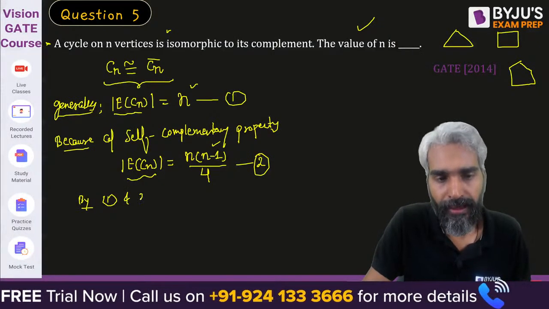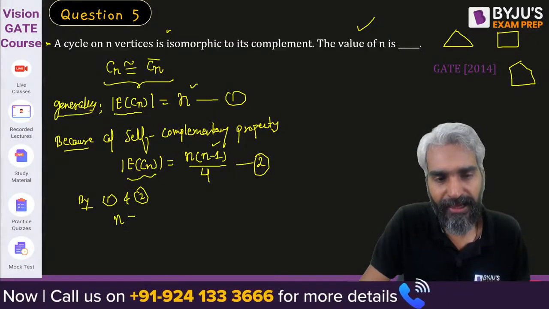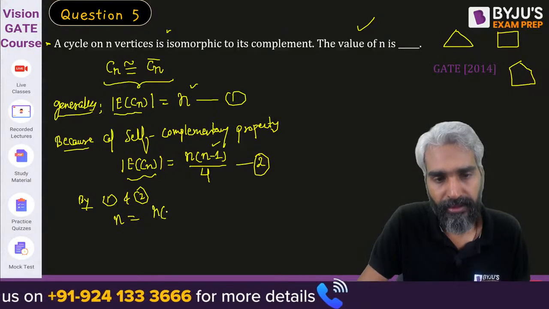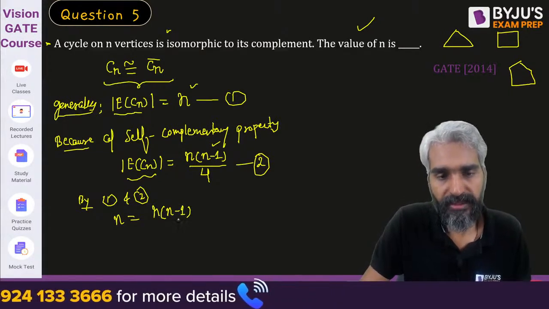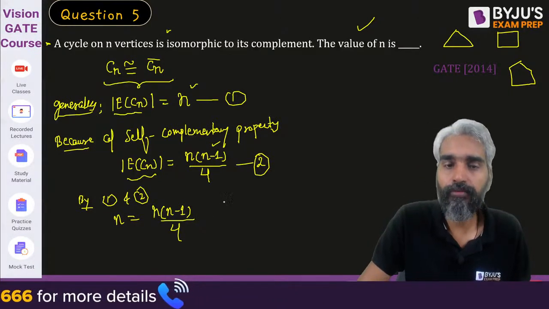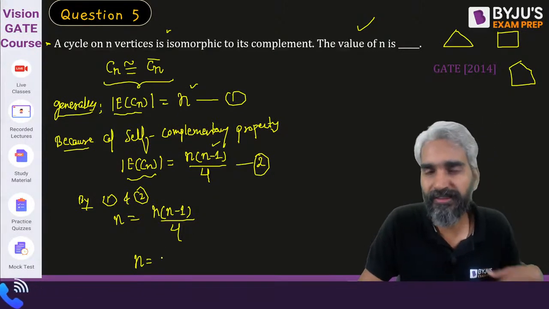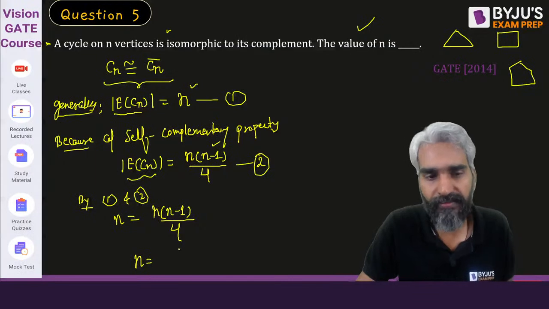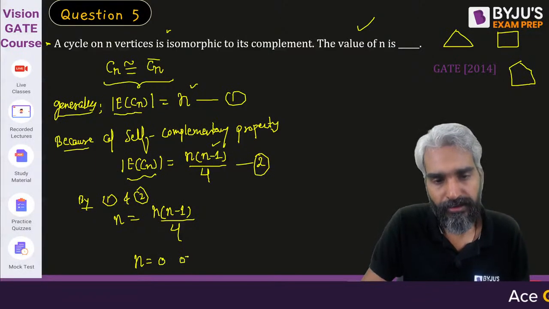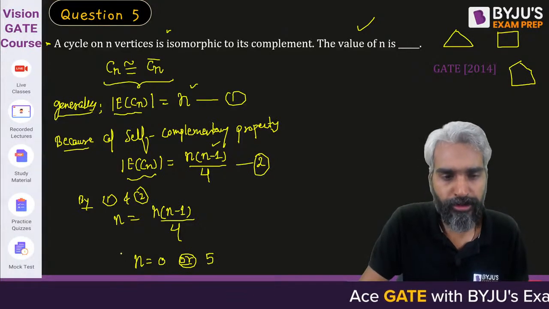Therefore, by 1 and 2, I can say that n has to be equal to n(n-1)/4. If you solve this equation, what will you get as the value of n? Sir, the value of n should be 0 or 5. If you solve this equation, the value of n should be 0 or 5. So what should be the exact value?